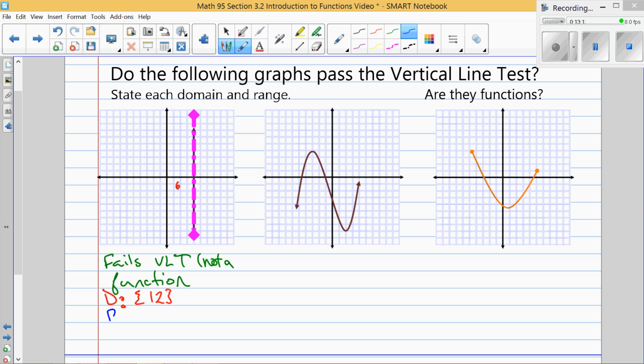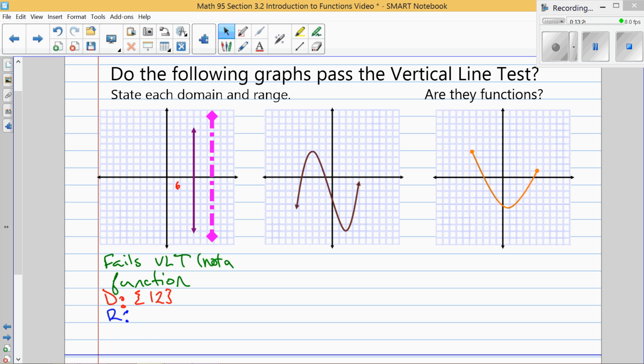My outputs, my range, all possible valid output values. Well, the most negative I'm going to go, according to my graph, is -infinity, and the most positive I'm going to go is +infinity. So I have one input, infinite outputs, definitely not a function.